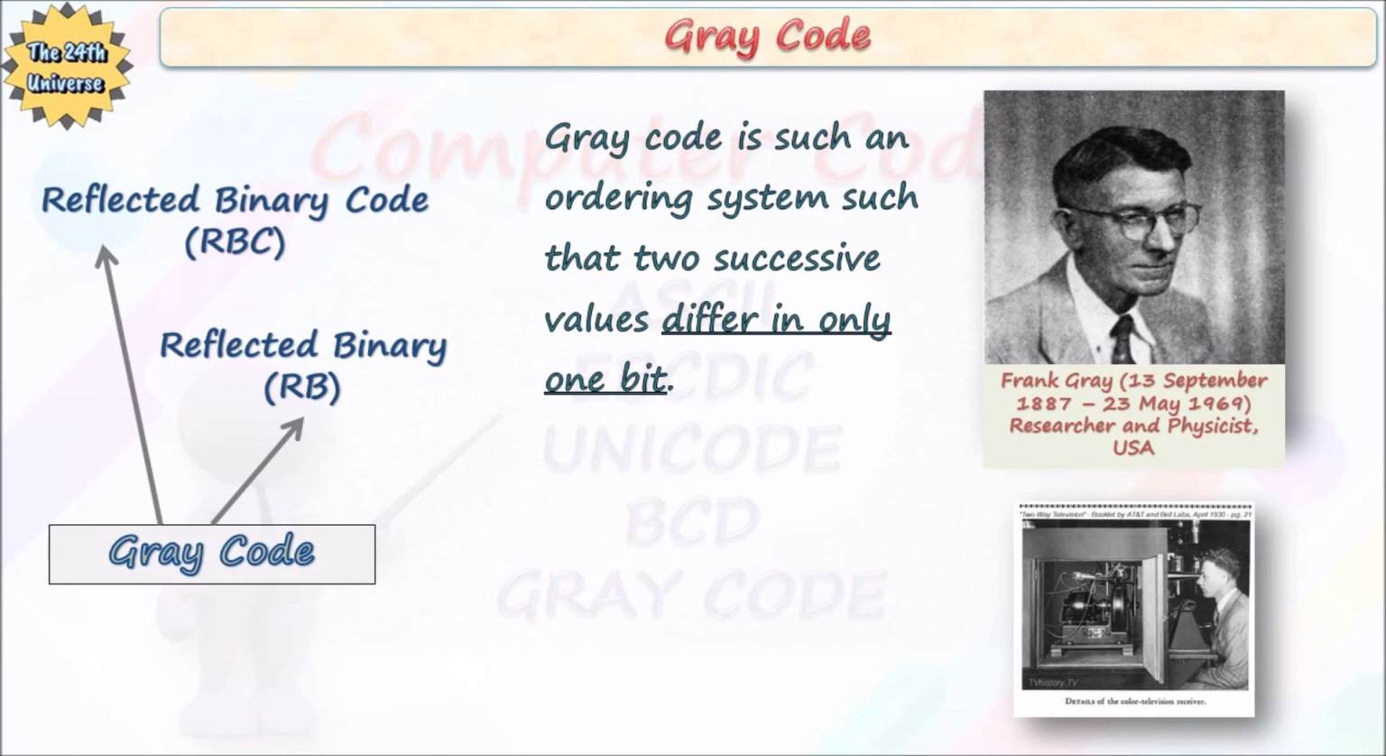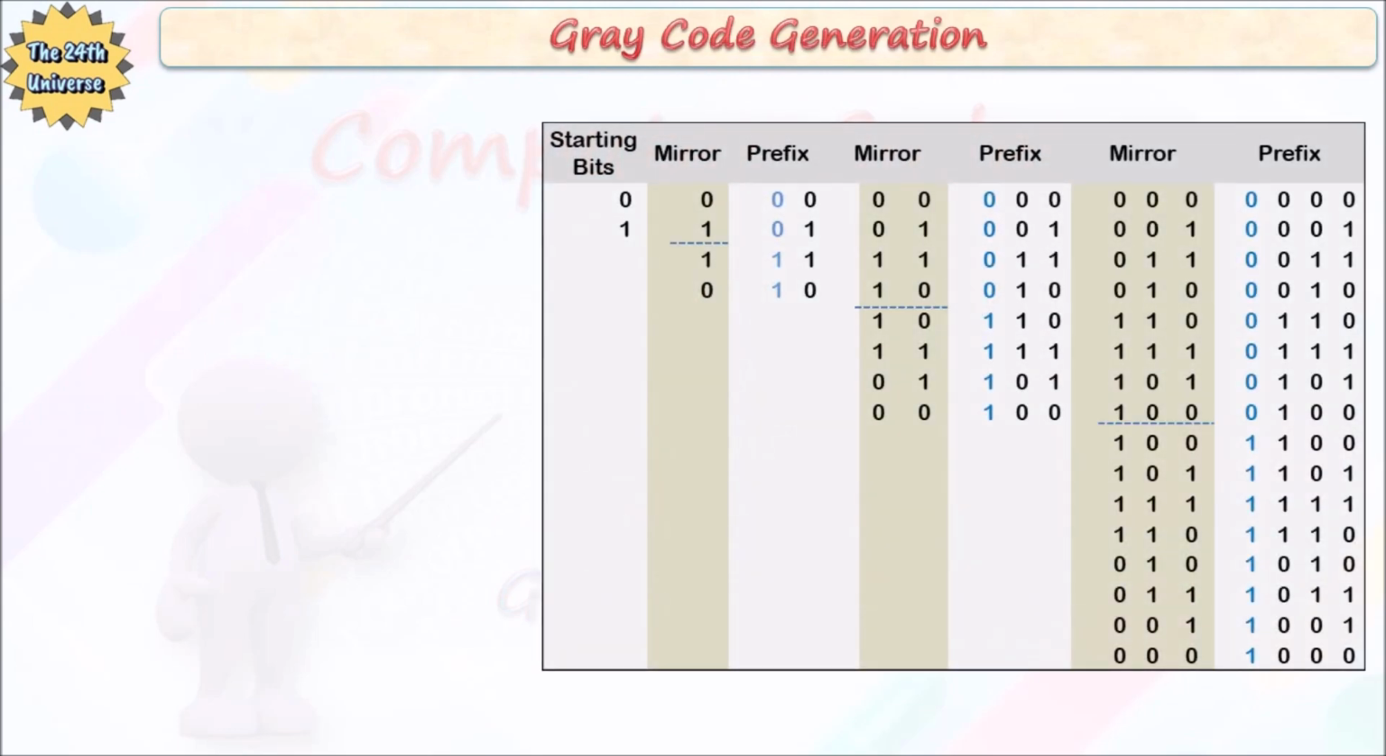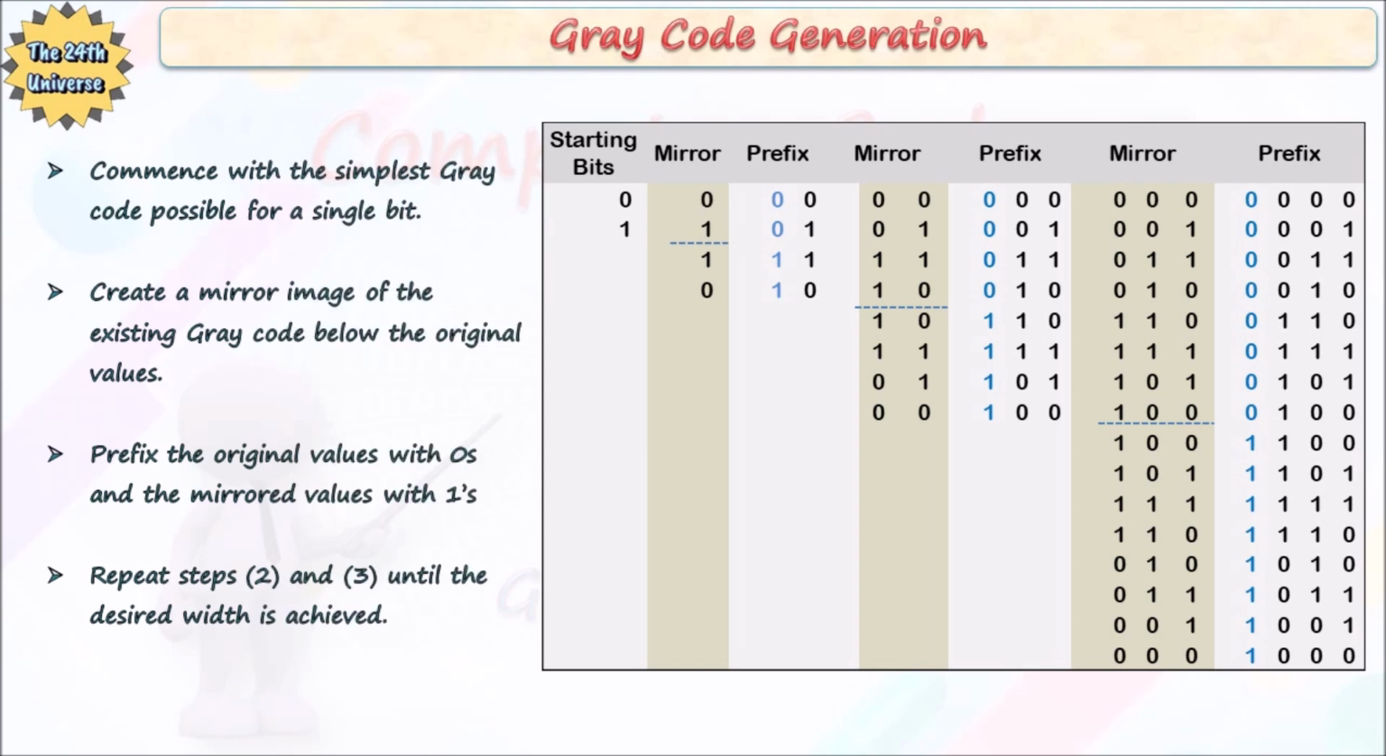Gray code is such an ordering system that two successive values differ in only one bit. This is the reason why Gray code is also sometimes known as the single distance code or unit distance code. This is how one can generate the Gray code by mirroring and prefixing steps. Commence with the simplest Gray code possible for a single bit. Create a mirror image of the existing Gray code below the original values. Prefix the original values with 0 and the mirrored values with 1s. Repeat steps 2 and 3 until the desired width is achieved.